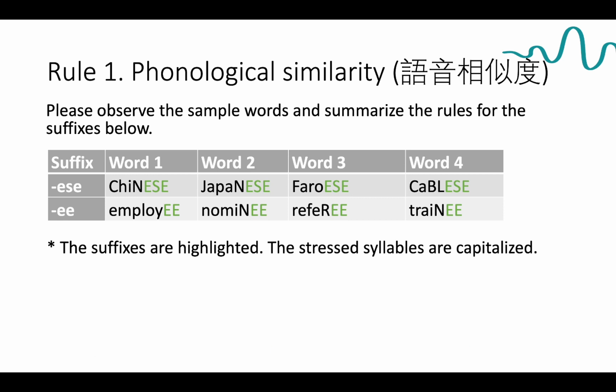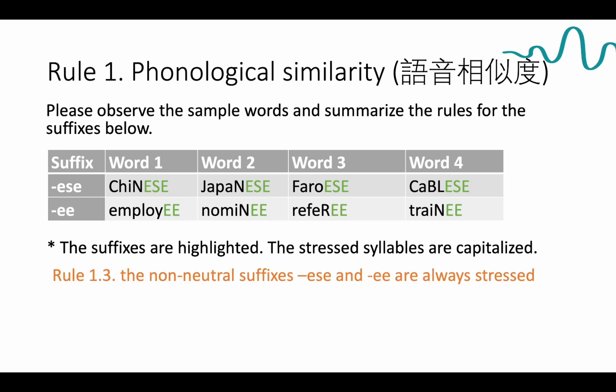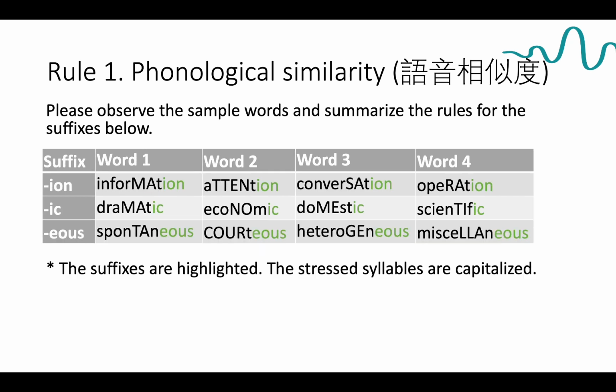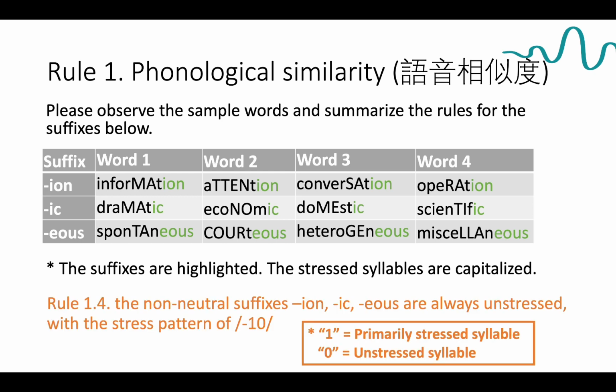This table also contains suffixes and their sample words. These are the non-neutral suffixes, which usually change the word stress pattern of the root after they are attached at the end. We can see that the suffixes are capitalized in all sample words, meaning that the suffixes -ese and -ee are always stressed. This table includes 3 non-neutral suffixes and the sample words. Firstly, it is very clear that these suffixes are not stressed. Then, you may find that the syllable before the suffixes is stressed. So the general rule here is that the words with the suffixes -ion, -ic, and -eous have the primary stress on the second to last syllable.